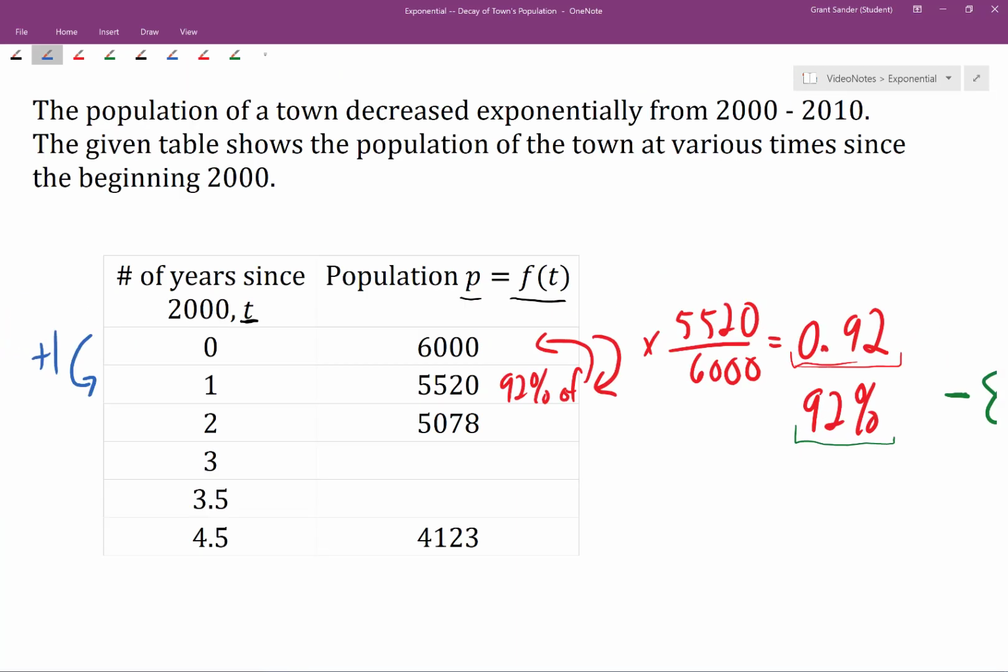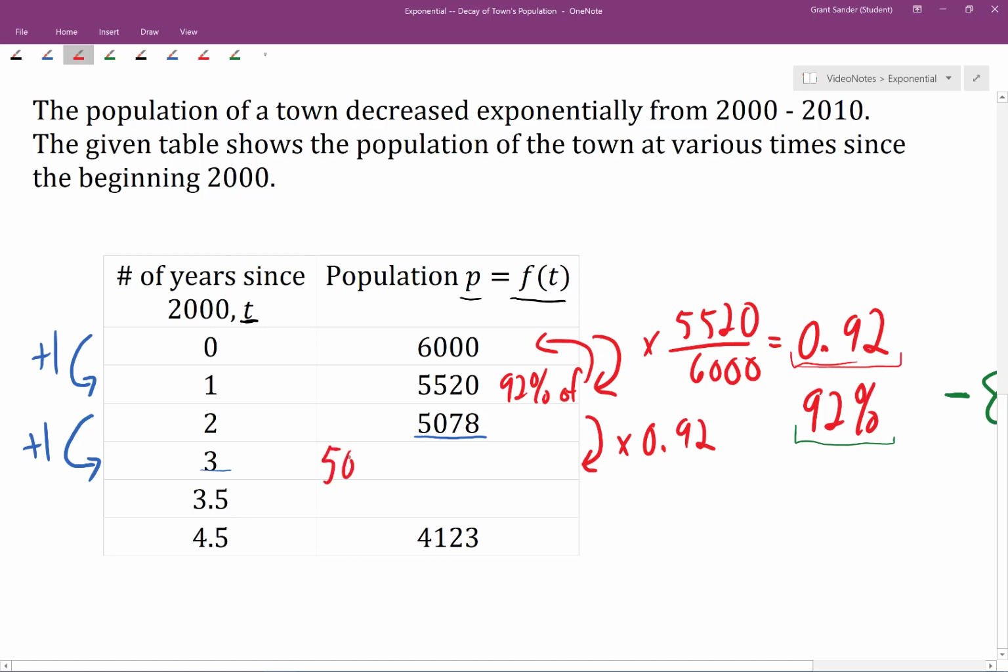Now let's use the idea of growth factors to determine some missing values in this table. So we don't know the population when T equals 3, or 3 years after the beginning of 2000. But we know the population 2 years after, and so we can imagine T increasing from 2 to 3, which is a change of 1 year. And we know that if T increases by 1, our population has to become 0.92 times as large. So the population when T equals 3 should be this 5,078 times 0.92, and that gives us a value of about 4,672, roughly.